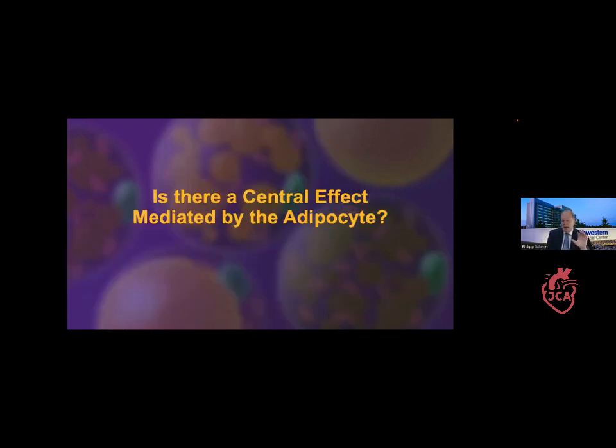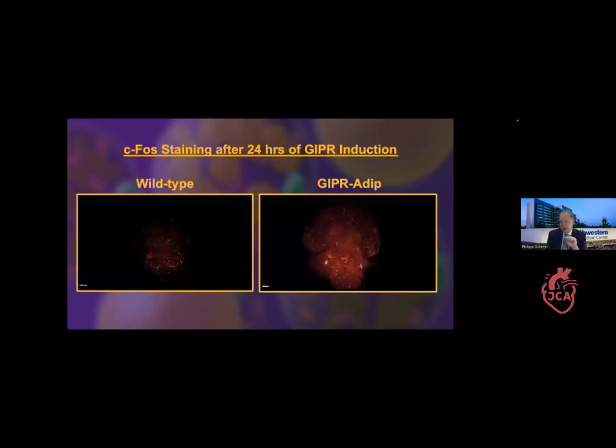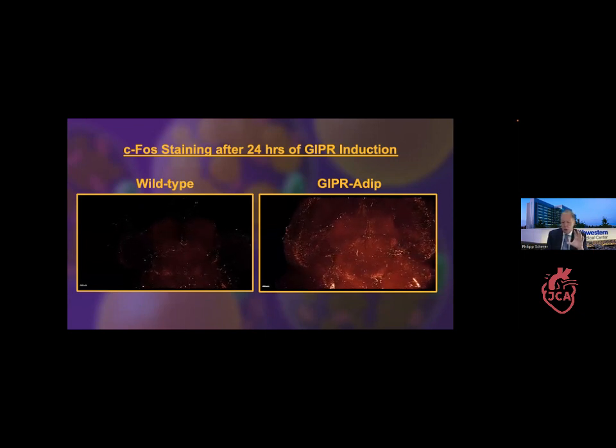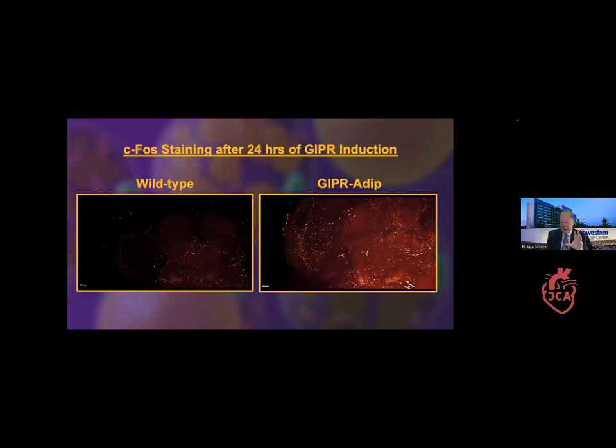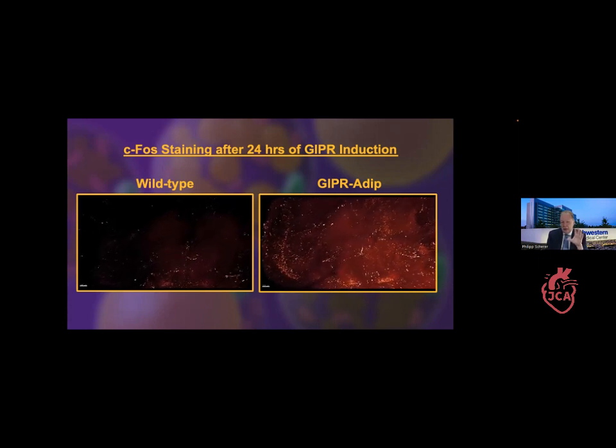There is definitely a communication axis between the fat and the brain. You can see here when you look at how the brain responds to the stimulation of the fat tissue. It lights up like a Christmas tree by c-Fos staining. This is what the neurologists like to use to see brain activity, and you can see how extensive that stimulation is.